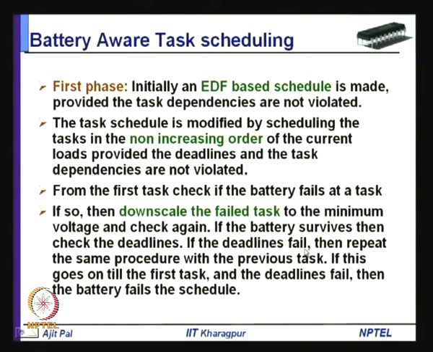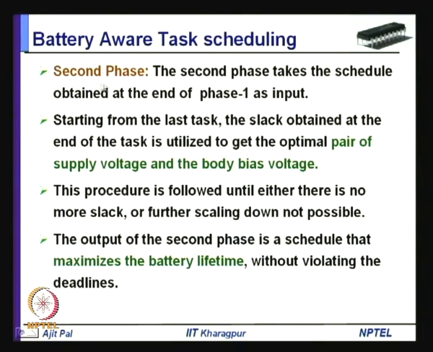If the deadline fails, then they repeat the same procedure with the previous task. If this goes on till the last task and the deadlines fail, then the algorithm fails to schedule. So, there are situations where the algorithm will fail, but in situations where it does not fail, we get a schedule, and that schedule is used in the second phase.